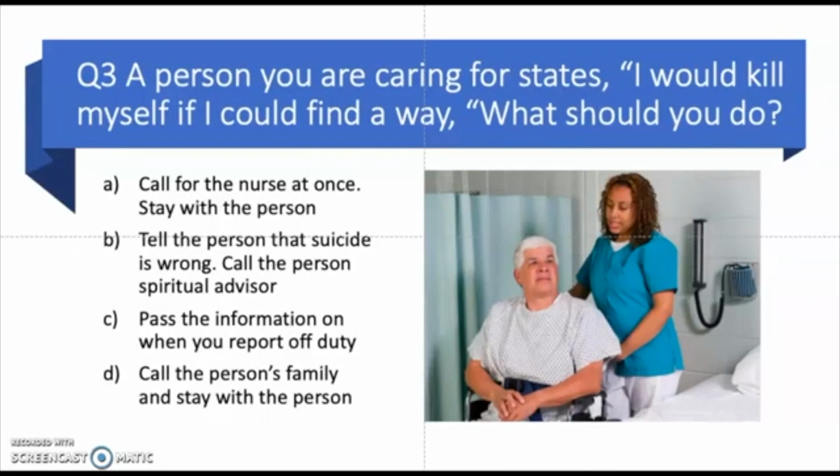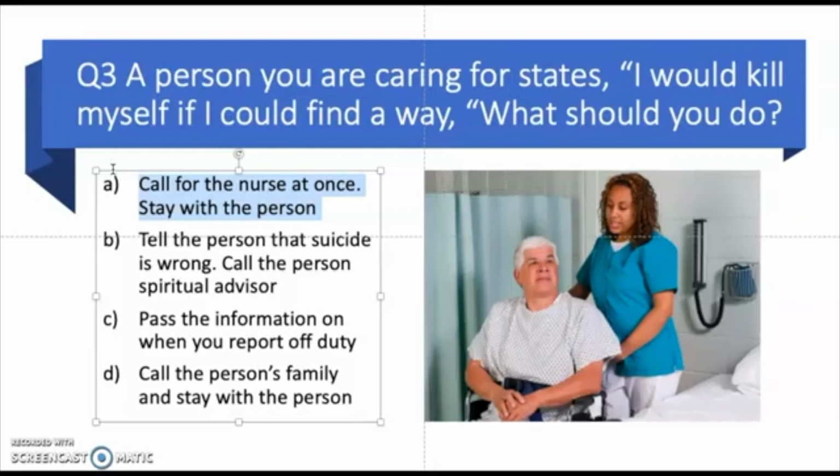Question number 3. A person you are caring for states, I would kill myself if I could find a way. What should you do as the nursing assistant? Call for the nurse at once. Stay with the person. Tell the person that suicide is wrong and call the person's spiritual advisor. Pass the information on when you report off duty. Call the person's family. So take a moment and think about it. I hope you arrive with this answer.